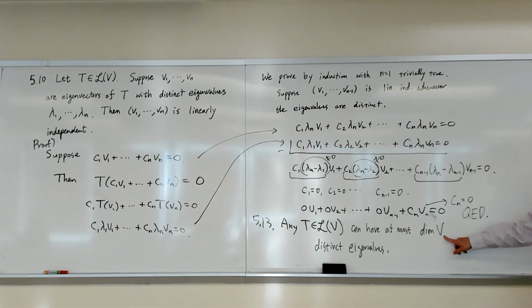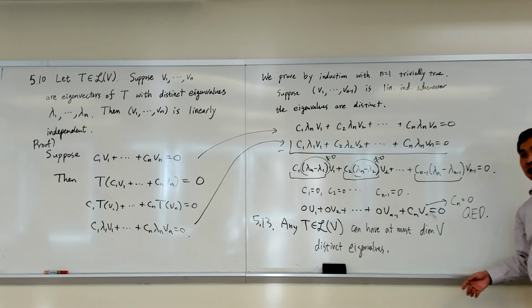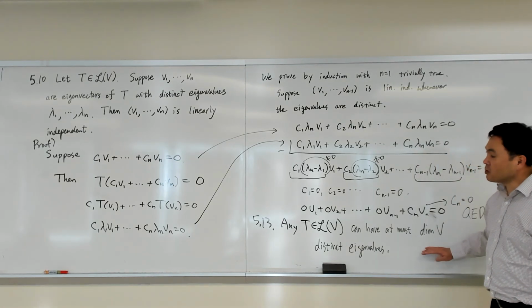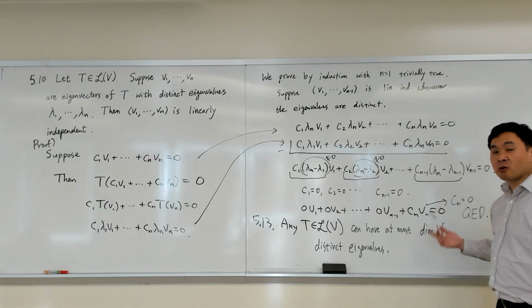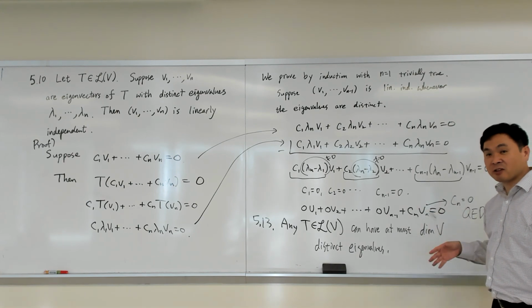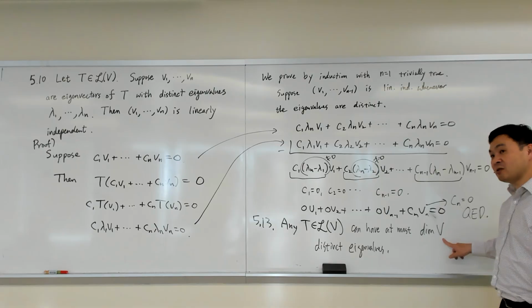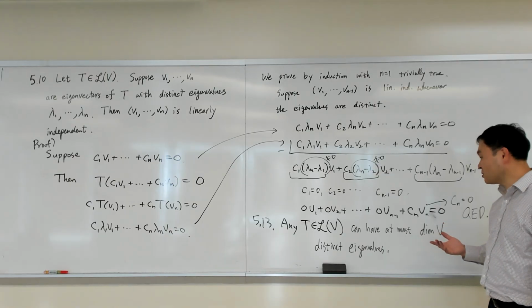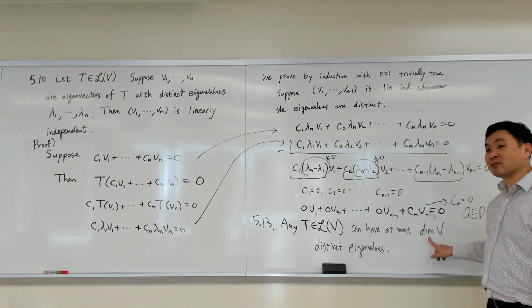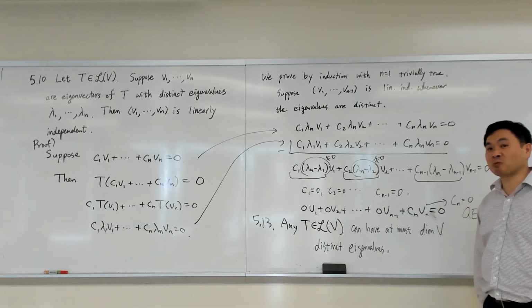Because if it had more, then our previous theorem would be applied, and you have a linearly independent list that has length greater than dimension V, and that's a no-no, right? We've learned a few lectures ago that a spanning list always has length bigger or equal to a linearly independent list. Dimension V means there's a spanning list of this size. Therefore, a linearly independent list must have this or less length. So that's the maximum number of distinct eigenvalues.